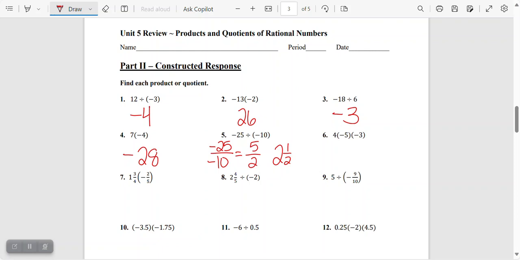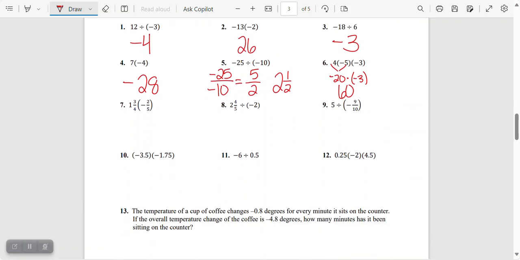Number 6, 4 times -5. This is -20, and I'm going to multiply that by -3. That's going to give me a positive 60. Number 7, I'm going to change this to an improper fraction. That's 7/4 times -2/5. I can cross cancel here with the 4 and the 2. A positive times a negative is a negative, so we get -7/10.